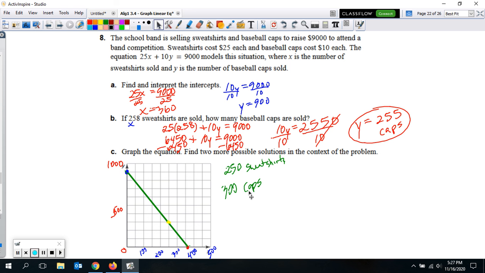It's pretty close to it. It's definitely going to be a little bit off, I think. It's not going to be perfect. You could find another one on here. As you go along, maybe another one right in here, at the 400 mark and 200. So maybe 200 sweatshirts, 400 baseball caps. That's another option that you could use. I'm only going to do that one. You can write the other one down if you want to as another possible one.